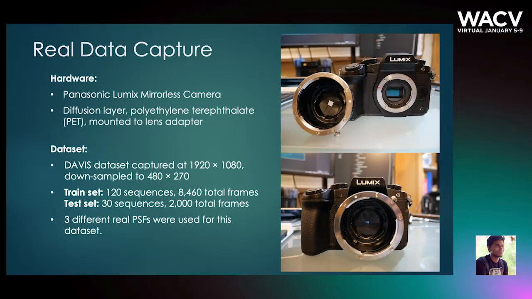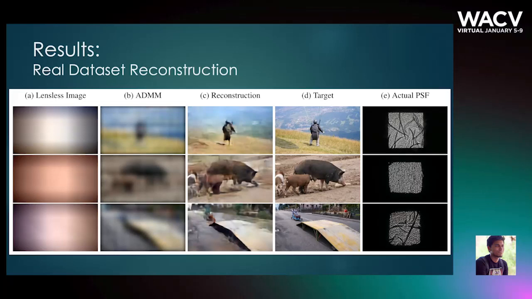These are some images of the mirrorless camera and diffusion mask mount that we used. While the results are not as high in quality as the DiffuserCam dataset, we still see plausible reconstructions with regions that resemble the target image in column C. For comparison, in column B, we also show the results of the ADMM algorithm on this data. We believe that this is primarily due to the diffusion layer used, which has a much larger spread of light than the original diffuser and causes more dense caustics as seen in column E.